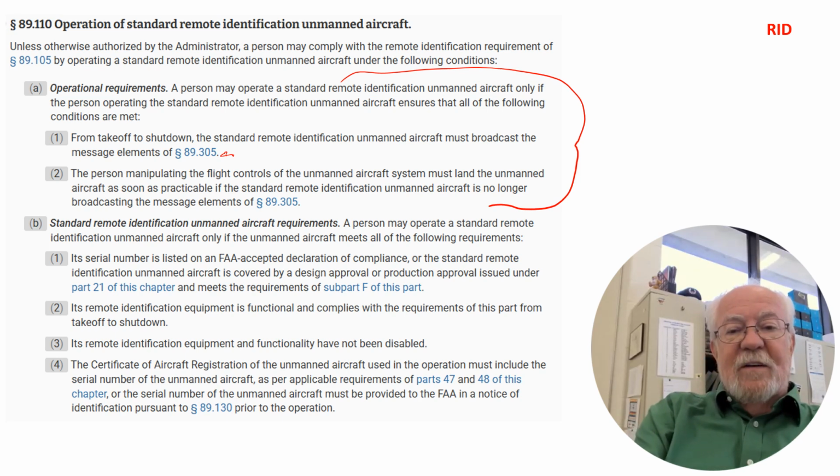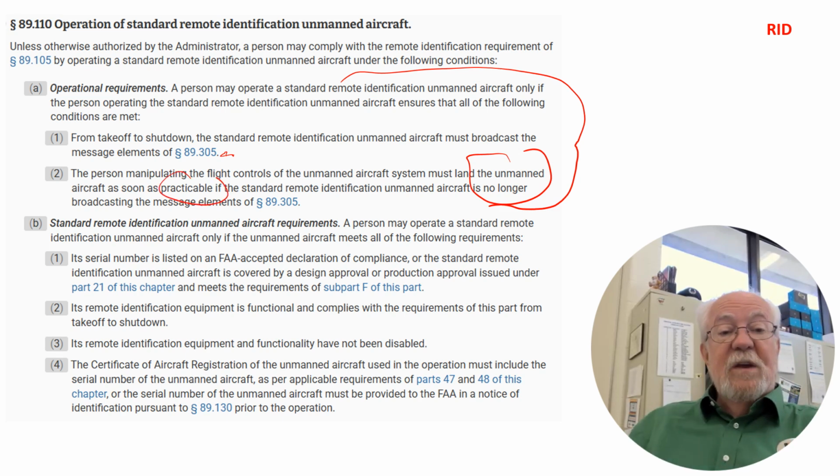And this is the point that's on the test though: if it stops working, or no longer transmits those things, you need to land as soon as practicable. Practicable is a key word here. So this is called a standard remote identification module. Just a little bit of background here: it's after 2023, I believe it was. It doesn't matter, but it's stipulated now that all manufacturers of drones must include that as part of the aircraft. So it's on your aircraft if you bought a fairly new drone, and it's supposed to work automatically.